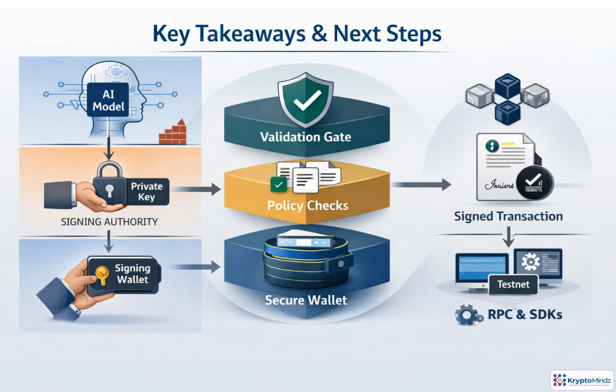The core lesson is simple. Wallets give agents real authority. Keep private keys outside the model, distinguish identity proofs from execution approvals, and place validation, policy checks, and isolated signing between reasoning and action. Next, we'll use RPCs and SDKs to connect safely, call contracts, and practice on testnets.